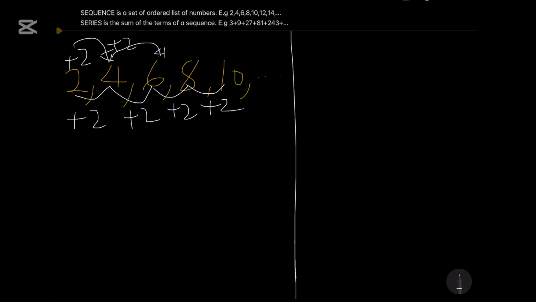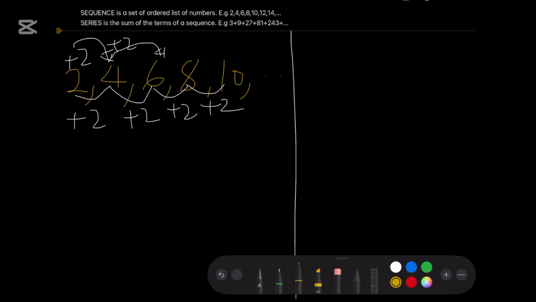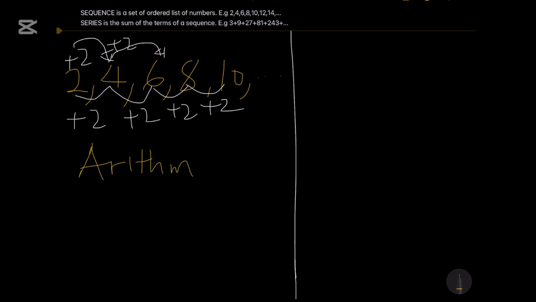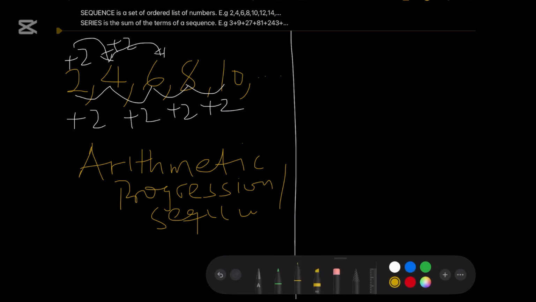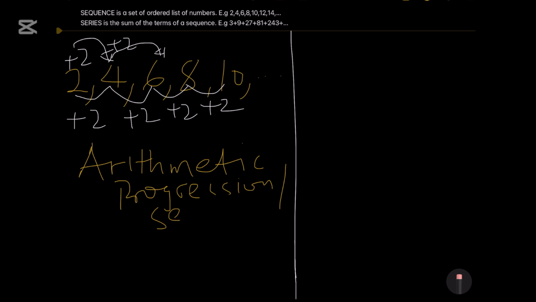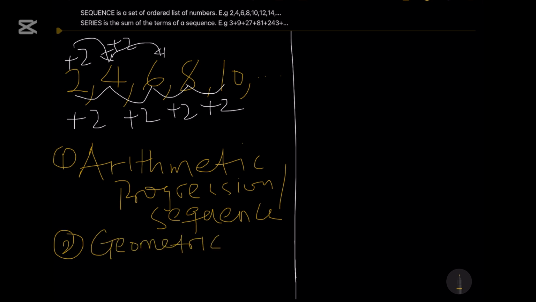Now we have two types of sequence. We have more than 2 actually, but we'll be looking at just 2 in this class. We have arithmetic progression, which is also known as arithmetic sequence. So we can call it progression or sequence. And then we also have the geometrical sequence, or you can call it progression.